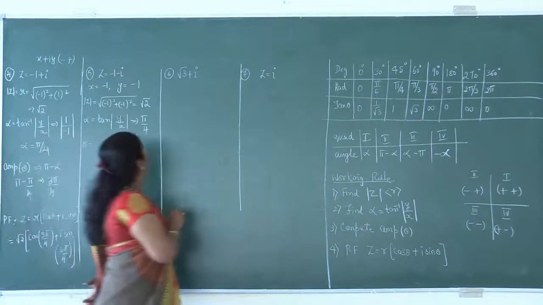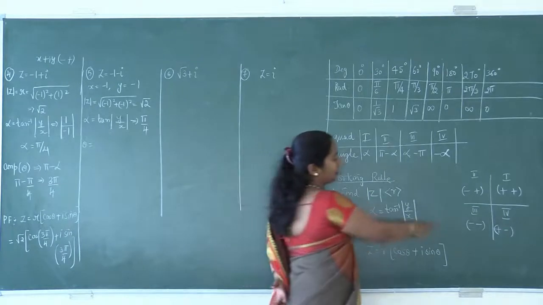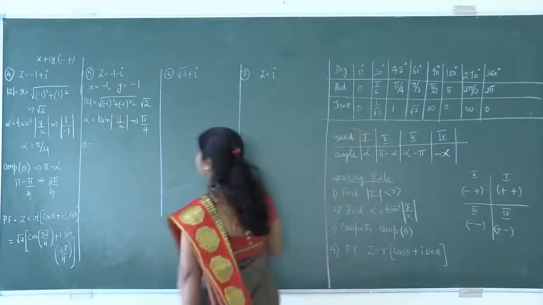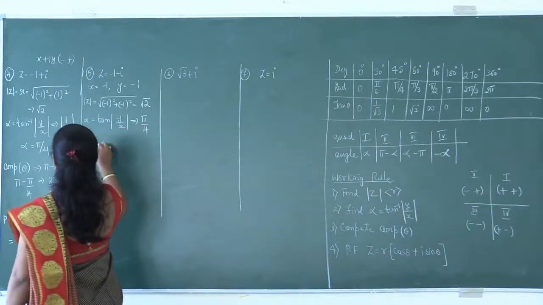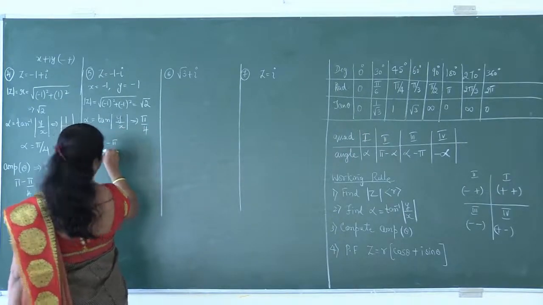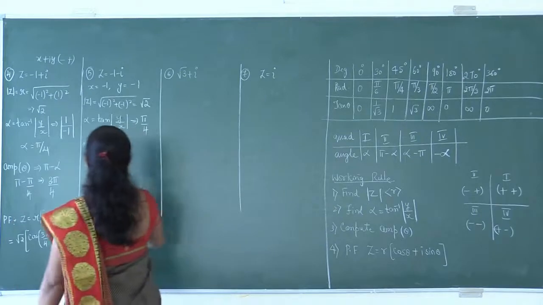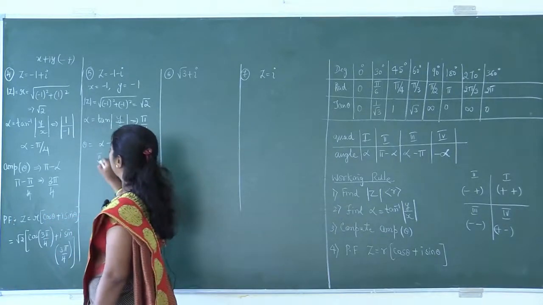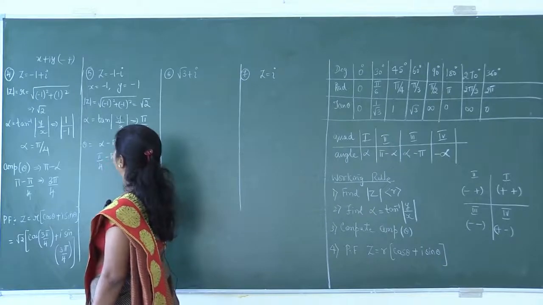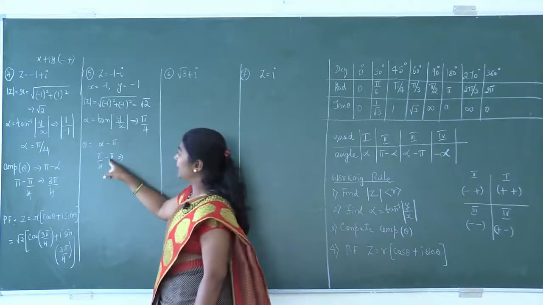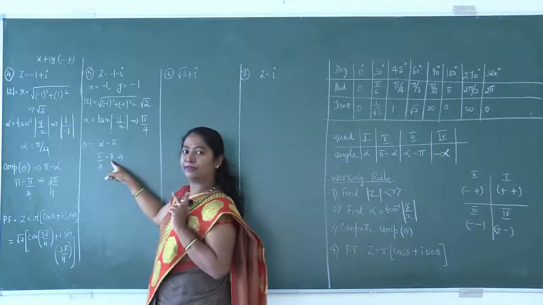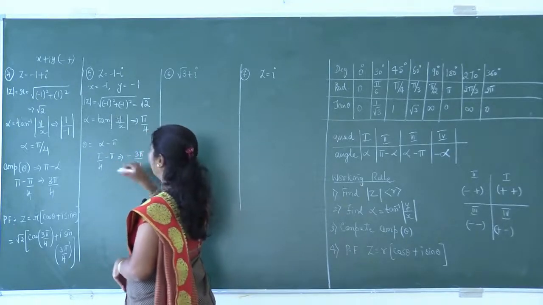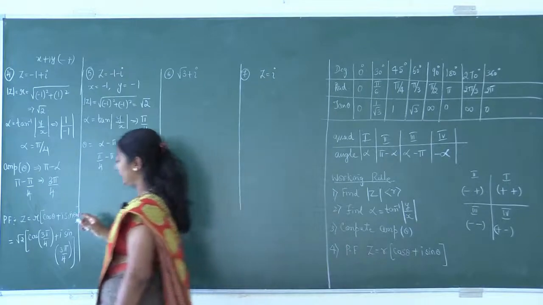Next, how do you find amplitude theta? Both are negative. Lies in which quadrant? Third quadrant. In the third quadrant, what is the value of theta? Amplitude theta is alpha minus pi. What is the value of alpha? Pi by 4. So this is pi by 4 minus pi. Pi minus 4 pi will be minus 3 pi divided by 4. This is the value of amplitude theta.